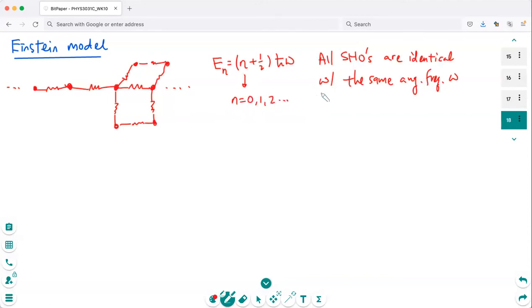Okay, and you must not get confused. This is not the particle number. It's not the particle number we used to use.